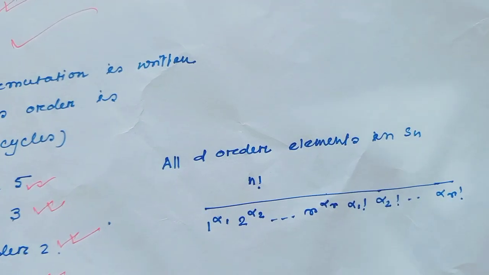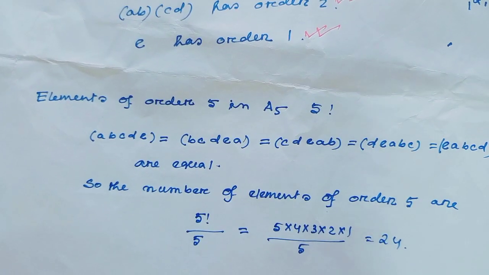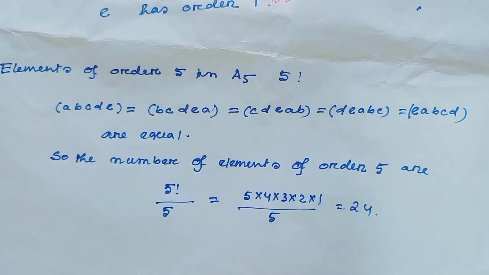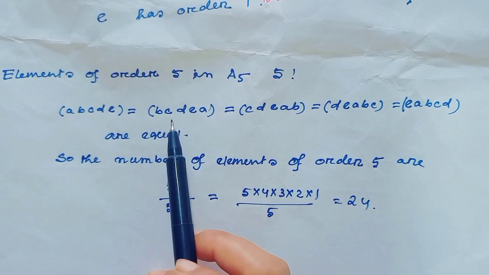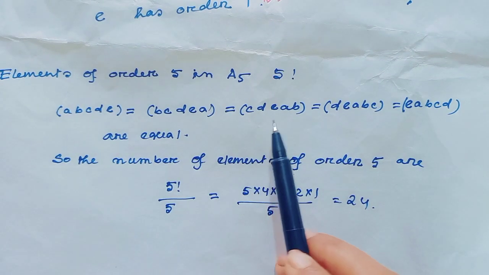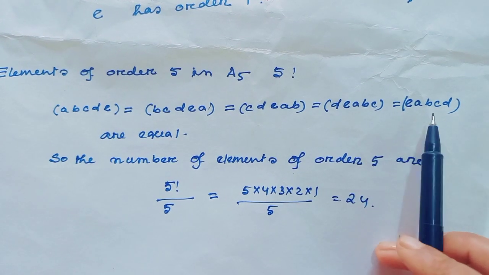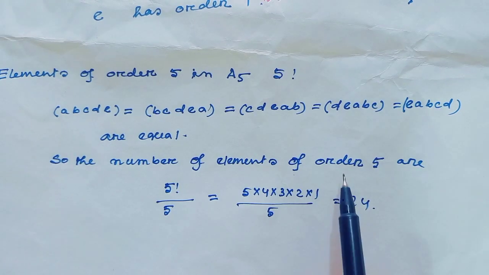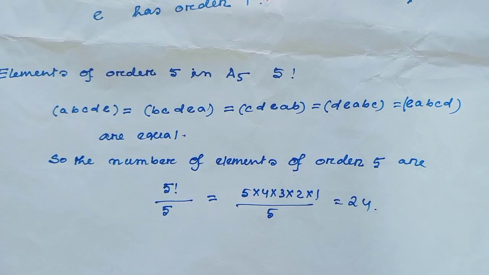Okay. Using this formula, the elements of order 5 in A5 would be 5 factorial over 5, because (A, B, C, D, E) is equal to (B, C, D, E, A), which is equal to (C, D, E, A, B), which is equal to (D, E, A, B, C), and this is equal to (E, A, B, C, D). These cycles are all equal. So, the number of elements of order 5 is 5 factorial over 5.